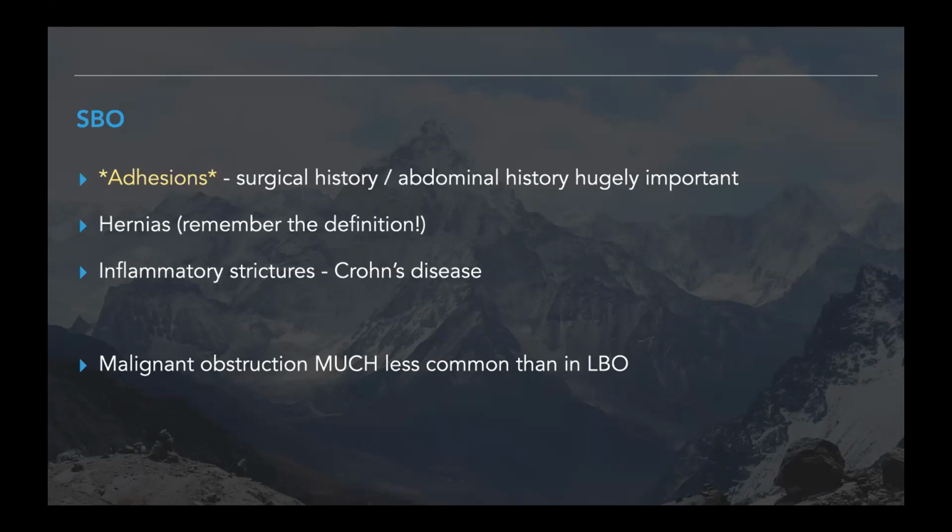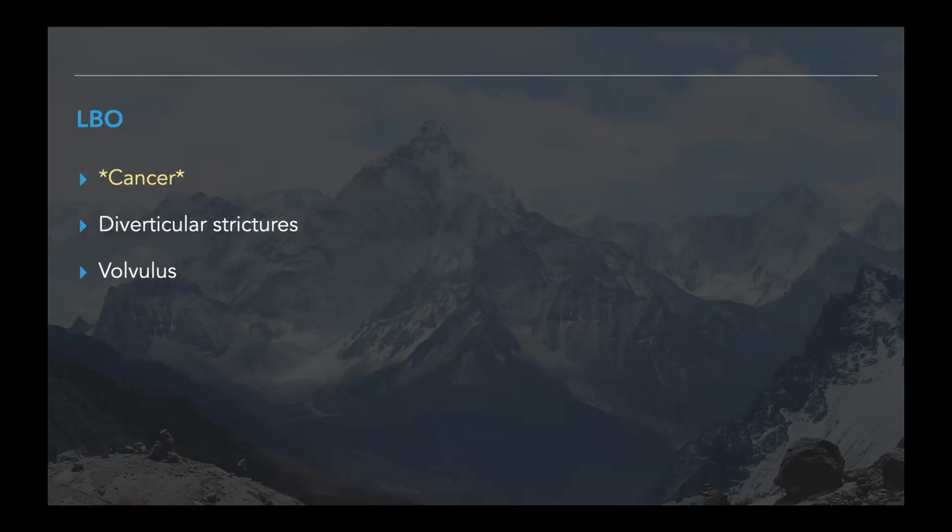So if you're asked for a cause of small bowel obstruction and you say malignancy, you wouldn't be wrong, but it would be sort of inappropriate to say that first. Adhesion should be the first thing that comes to mind. In contrast, in large bowel, the number one cause is cancer, so malignant obstruction. You can also get diverticular strictures or volvulus, most commonly in the sigmoid colon.